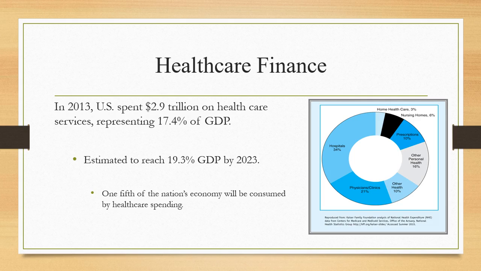In the US, it is estimated to reach about 19.3% of GDP by 2023. Now, this is about 1/5 of the nation's economy being consumed by healthcare spending. Such high healthcare costs put a strain on our overall economy, and these higher costs don't necessarily translate into better health, as we've seen with health outcomes when we're comparing our health outcomes with those of other developed countries.